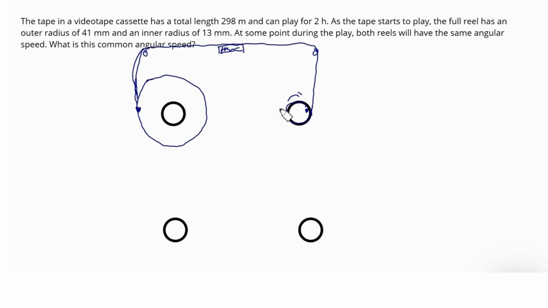So they have the same linear velocity. The little point in here will move at the same speed as that little point in there. It's just that this guy has a longer distance to go. This guy has a shorter distance to go, so it goes around several times.